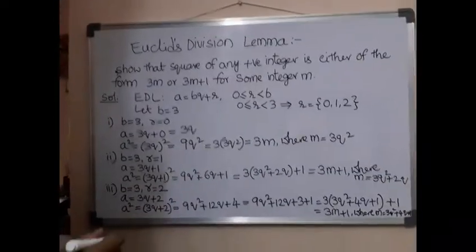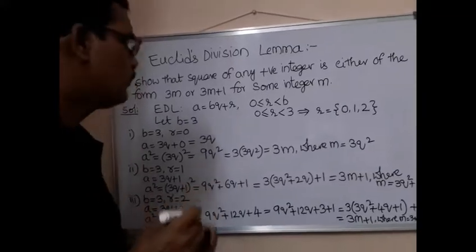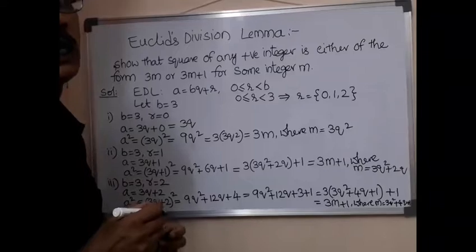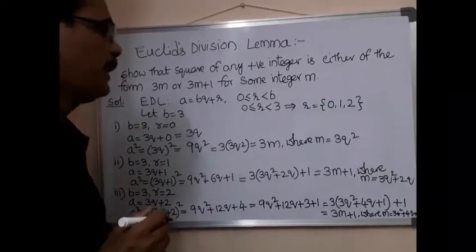So in this way we can prove the square of any positive integer is of the form 3m or 3m plus 1 for some integer m.